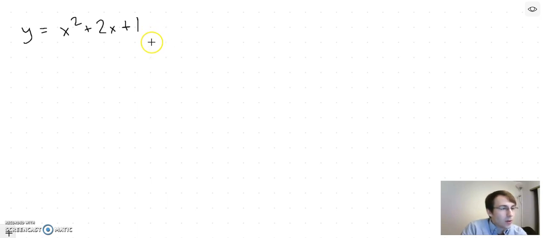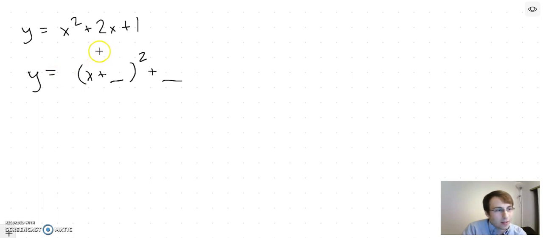So for completing the square, we want to group this up somehow so that it's like y equals the square of x plus something, plus something else. I chose this one so that it's kind of simple. So it's just x plus 1 squared plus 0, and so our vertex then is going to have x coordinate of -1. You flip this number, and y coordinate of 0.